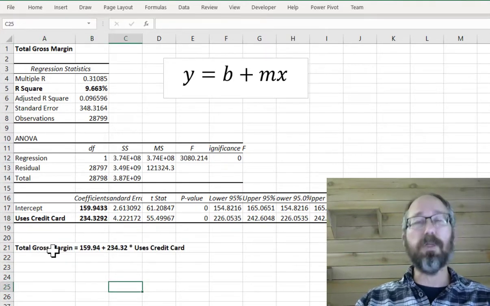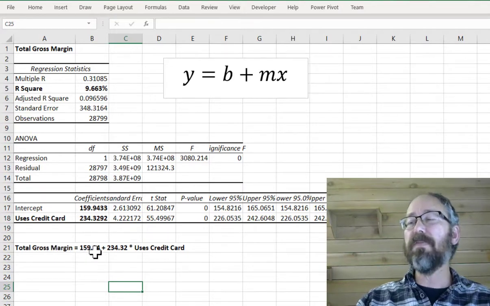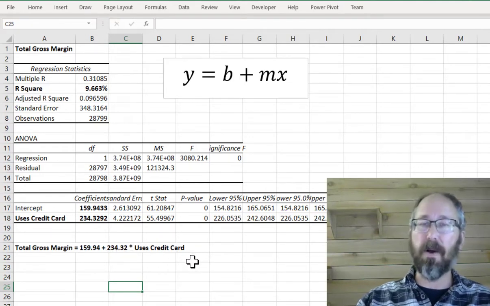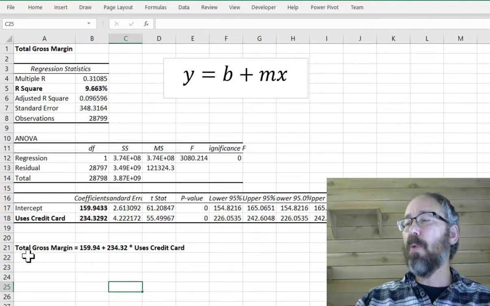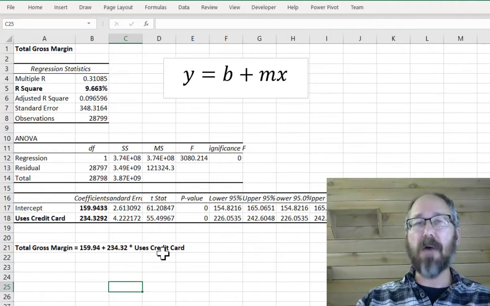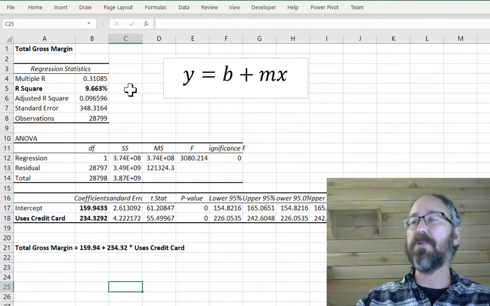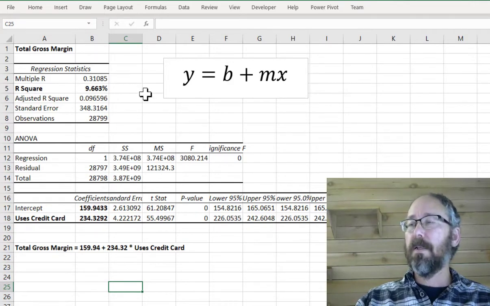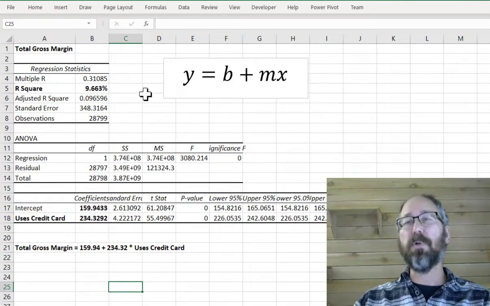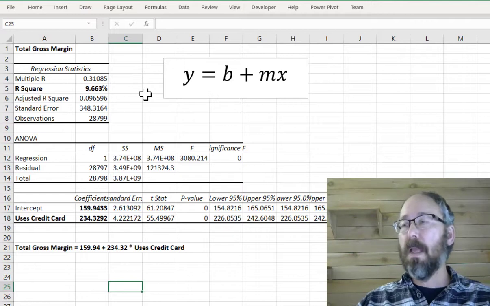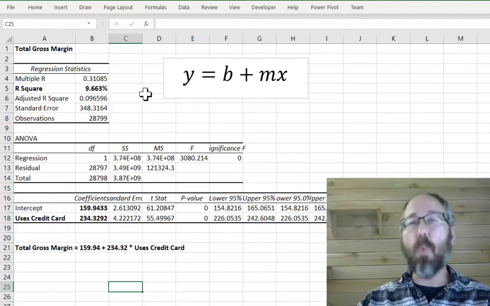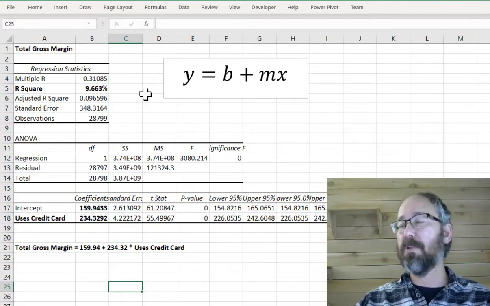So total gross margin, which is our y, equals 159.94 plus 234.32 times uses a credit card. Okay? So we could implement that formula to find out how well it predicted, knowing that it's only explaining about 9.5% of the total gross margin. Now this is what is called a simple linear regression, because this formula uses one predictor variable.